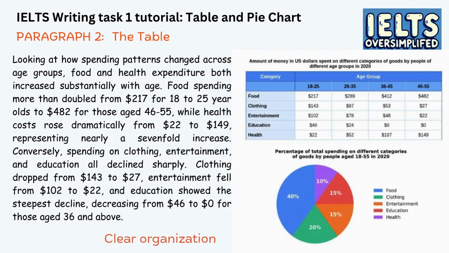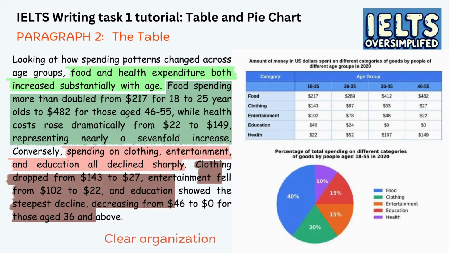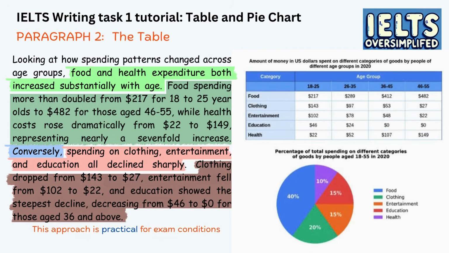Next, let's look at the clear organization. I've organized this paragraph by grouping the increasing categories together and then giving the specific figures. Afterward, I grouped the decreasing categories together and then gave their specific figures. The word conversely is used to smoothly link them together and show the contrast. This approach is practical for exam conditions, clear, organized, and easy to write quickly.